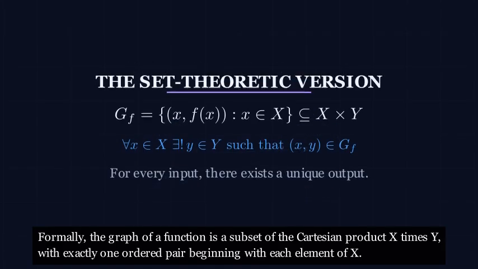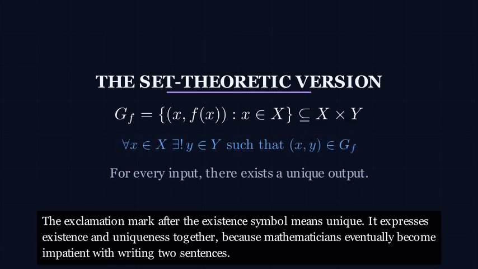Formally, the graph of a function is a subset of the Cartesian product X times Y, with exactly one ordered pair beginning with each element of X. The exclamation mark after the existence symbol means unique. It expresses existence and uniqueness together. Because mathematicians eventually become impatient with writing two sentences.